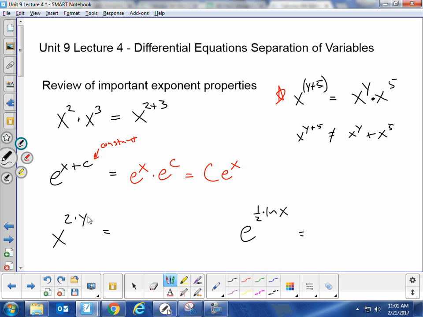Some others, if I have x to a product of two things, this is 2y, it doesn't have to be written as 2 times y. We can write this as a power to a power. This is x squared to the y power. When we have a power to a power, we multiply our powers. That helps us simplify something like this, e to the 1/2 log x. I can rewrite this as e to the log x to the 1/2. And why do I do that? Because we know that e to the power of log x is just x, and this is x to the 1/2.